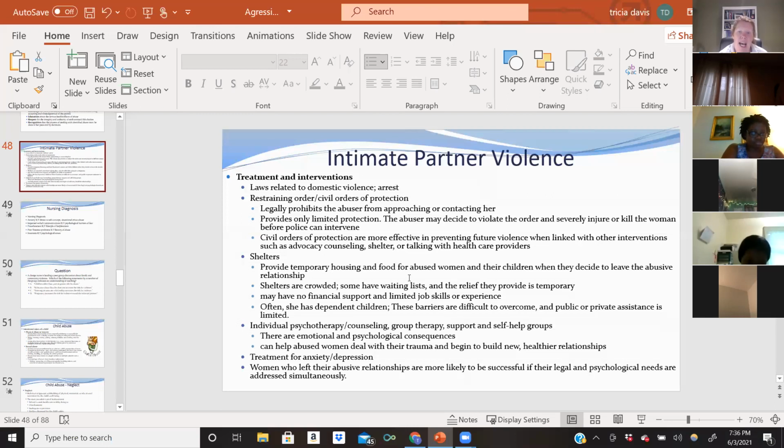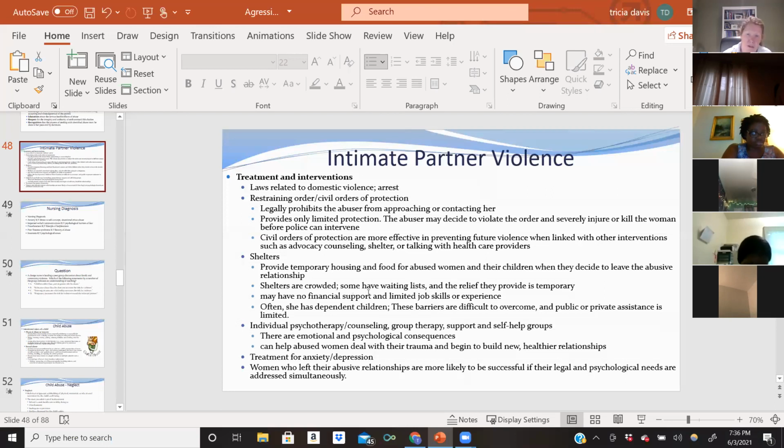These patients may not have any financial support, and they might have limited job skills or experiences. Maybe they got married when they were 18 and they've always just been a wife and a mom, so maybe they've never even worked outside of the house. More often than not, the victim has dependent children. So you have to understand these barriers are going to be very difficult for the patient to overcome.